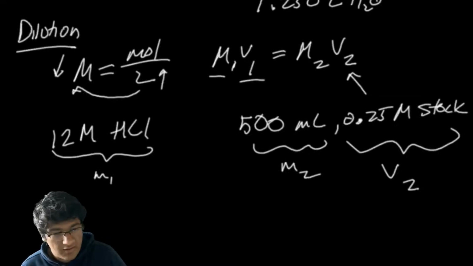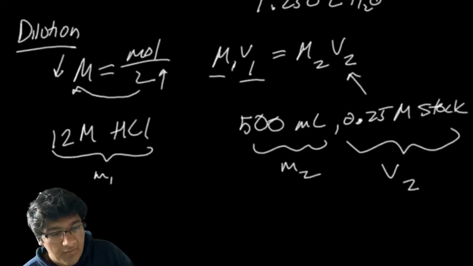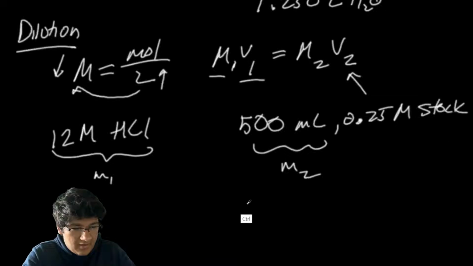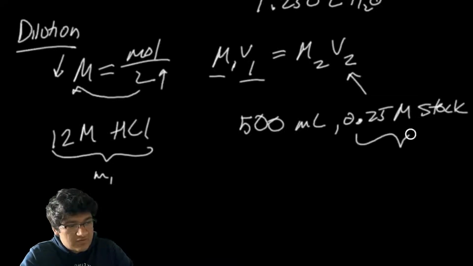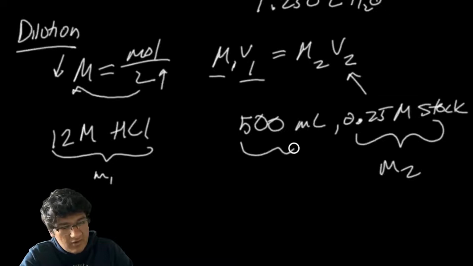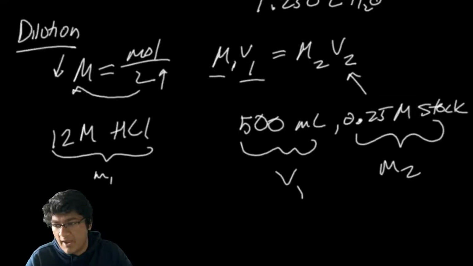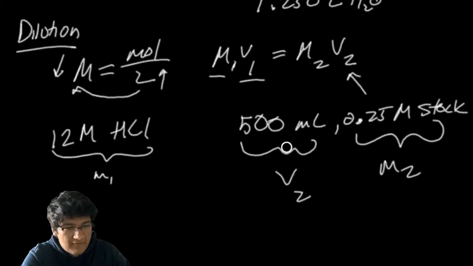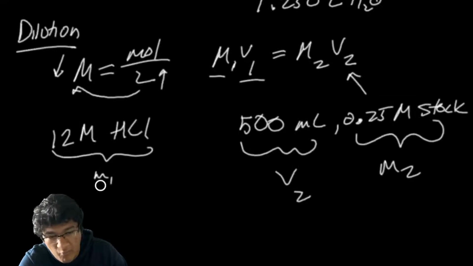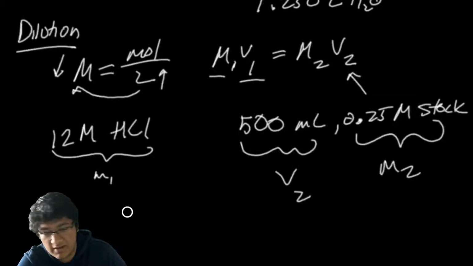Sorry, I messed up a bit. This is our M2, and this would be our V2, because we want to make 500 milliliters of that stock solution. So we have M2 and V2. We want to get that V1. So how much HCl would I need to dilute?